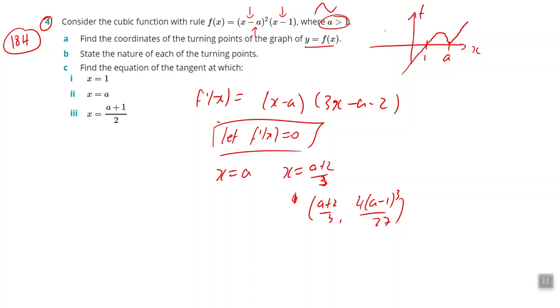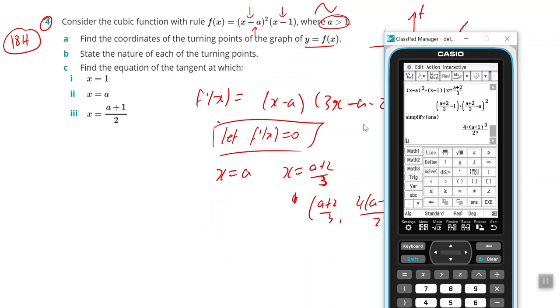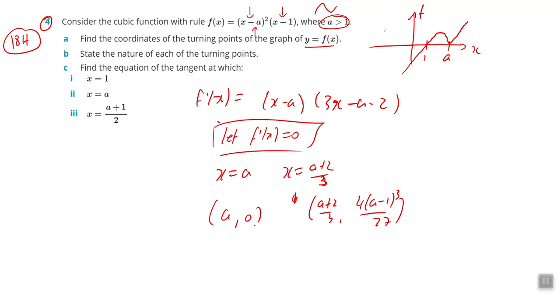For my second turning point, I'm going to copy and paste this. Instead of this, I want to sub in x equals a. That's my second turning point, and it happens to be 0, so that would be (a, 0). So we've got two turning points, one at (a, 0) and one at this other turning point. So we've done that. State the nature of the turning points.